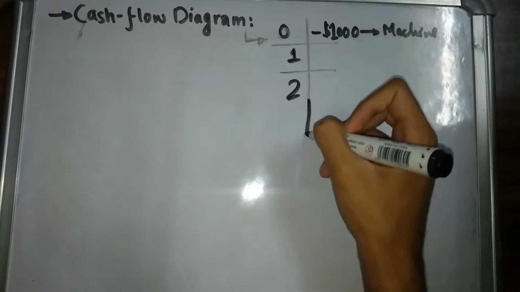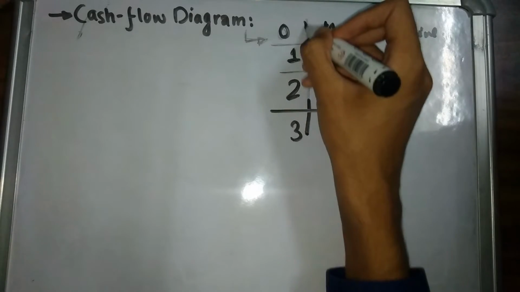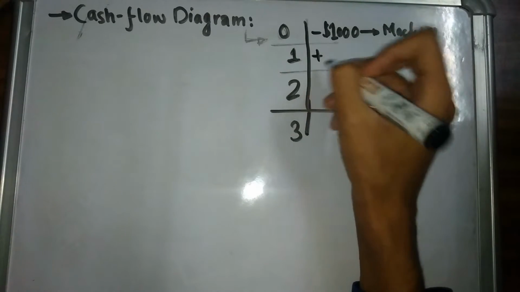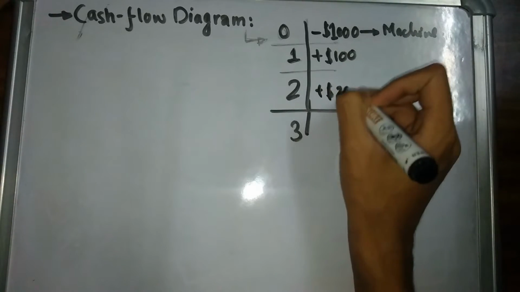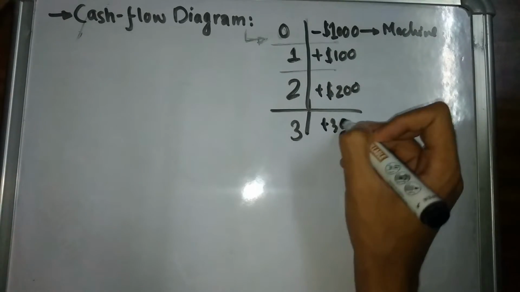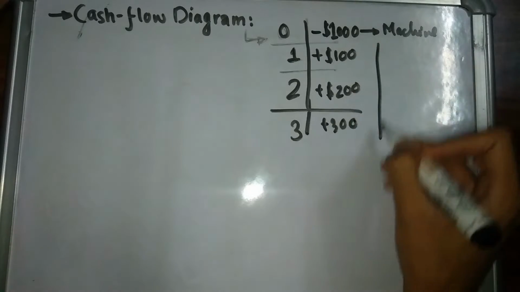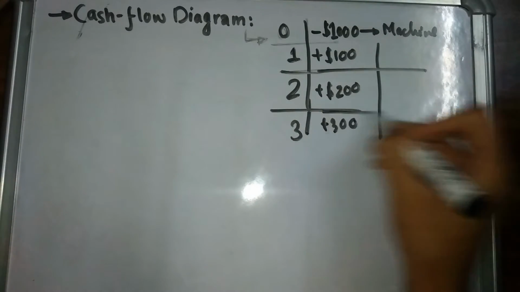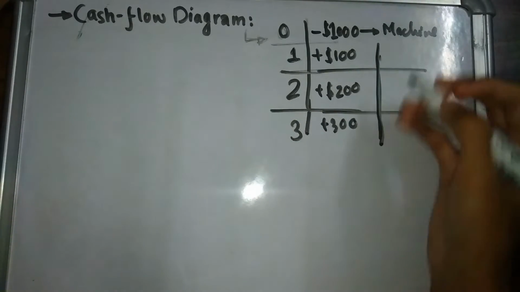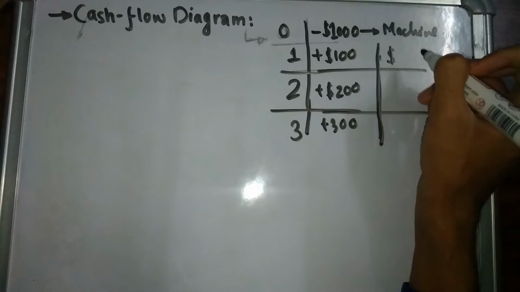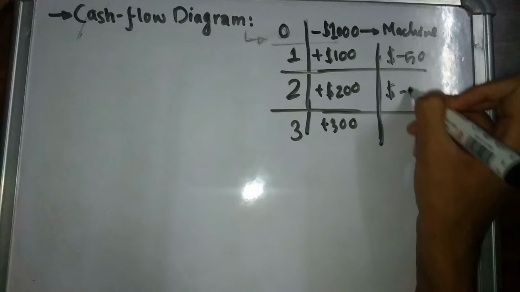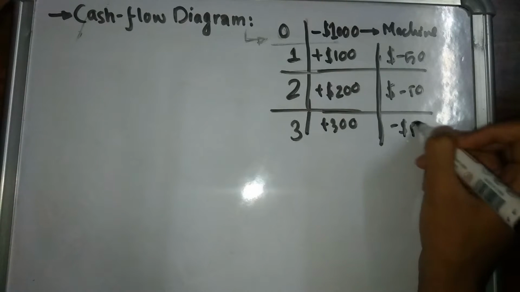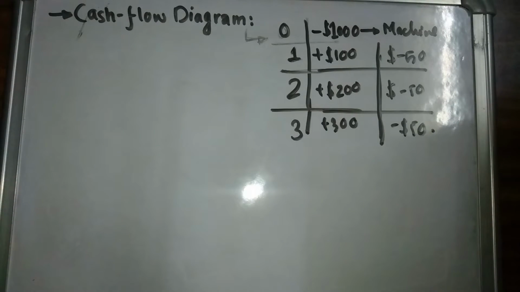And in our second year and third year, let's say we generate a certain revenue of $100, $200 and $300. While on the other hand, let's say every year we're expending around $50 for our annual maintenance cost or whatever it is. We're having a certain cash outflow.